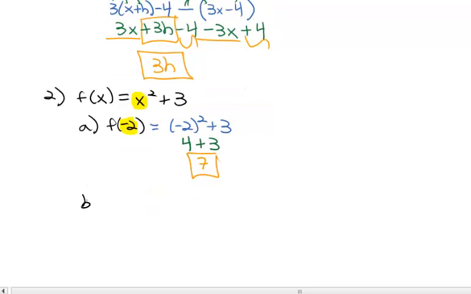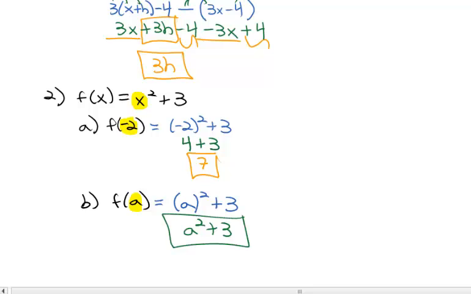We could find what is f of a. You've got a in the parentheses. That's what's going to replace the variable. X squared is now a squared plus 3. Well, a squared is just a squared plus 3. There's really no simplifying we can do to this guy.